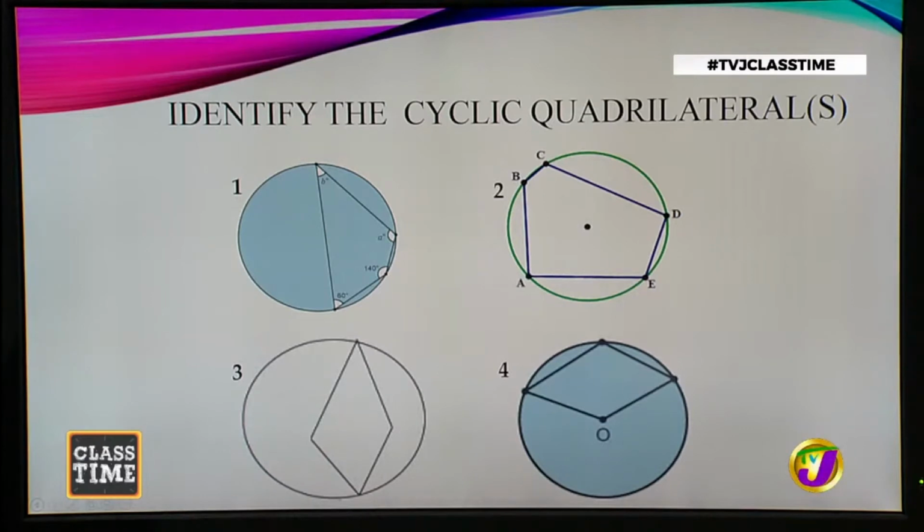All right. Let's look at 4. I realized that with 4, one vertex is not touching my circumference. So in this case, one vertex is not touching the circumference. So 4 is also out. Right, Mr. Brown? I'm agreeing with you, but what do you think about 1? Because 1 looks a little bit funny.